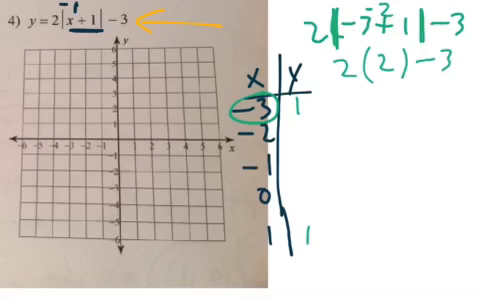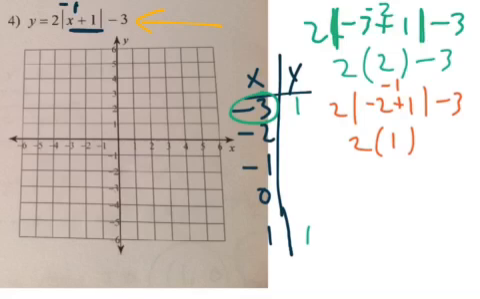Okay, now let's go to -2. Let's plug that in. -2 plus 1, I do first. It's in the absolute value, which is -1. But the absolute value of -1, guys, is 1 times 2 minus 3. 2 minus 3 is -1. And 0 is going to be -1 as well because of symmetry.